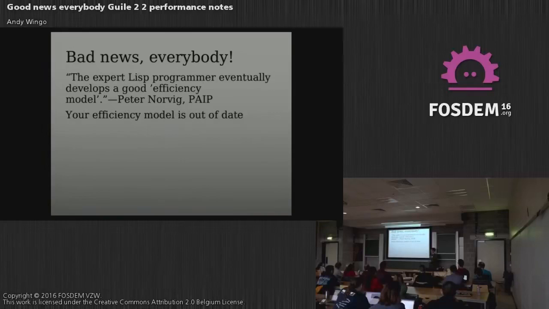Peter Norvig wrote a book a long time ago called Paradigms of Artificial Intelligence Programming, which is not good as an artificial intelligence book, but it has really interesting Lisp optimization notes. And one of his points, which has stuck with me, is that the expert Lisp programmer eventually develops a good efficiency model, a model of what their code is doing, and we need to update ours.